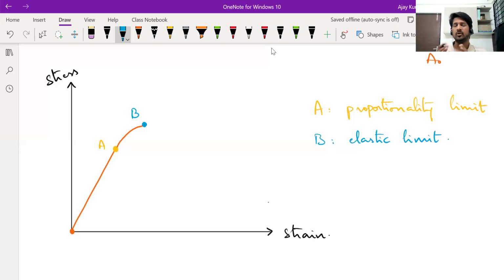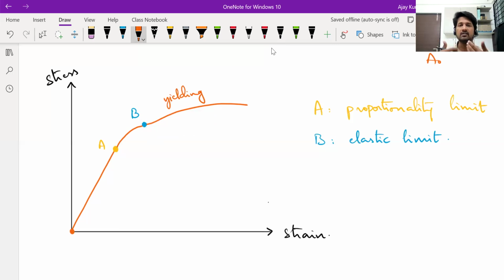What happens beyond the elastic limit? The wire is losing elasticity, which means restoring forces have become weak. If restoring forces become weak, you can easily stretch the wire. So beyond B, even for a small amount of increase in stress, you will get a lot of strain like this. The stress increased only a little bit, but look at how much strain you were able to produce, because internal forces or restoring forces have become weak. The object is losing its ability to come back to its original shape. So this property is called yielding.